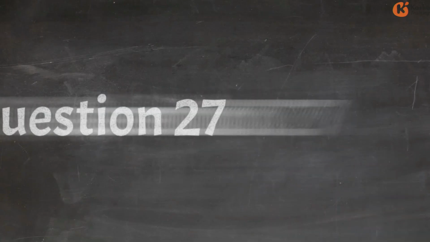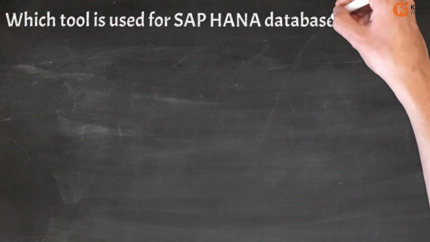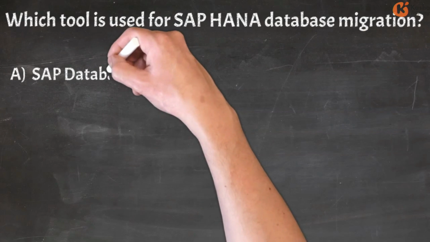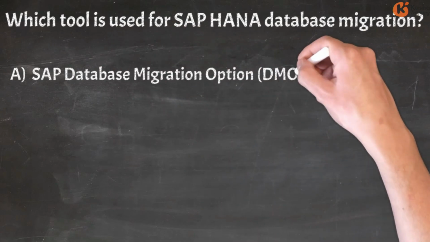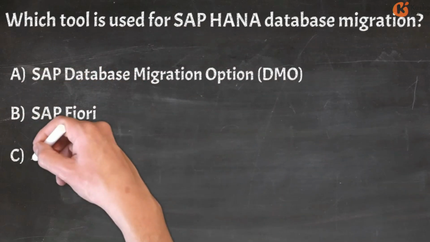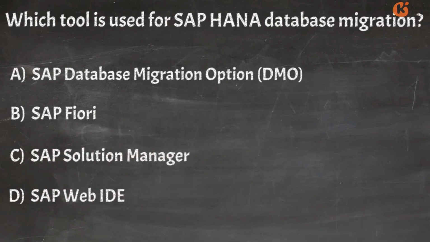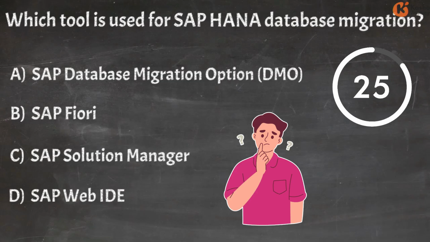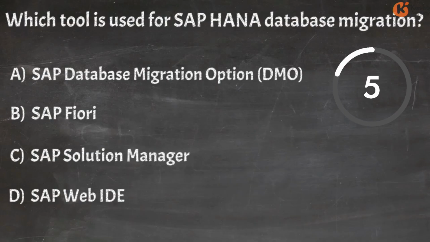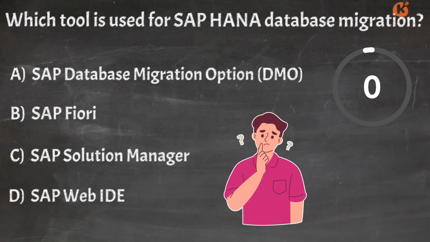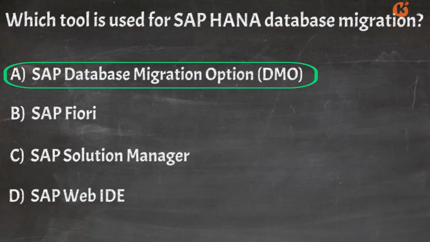Question 27. Which tool is used for SAP HANA database migration? A. SAP Database Migration Option, DMO. B. SAP Fiori. C. SAP Solution Manager. D. SAP Web IDE. Correct answer A. SAP Database Migration Option, DMO.